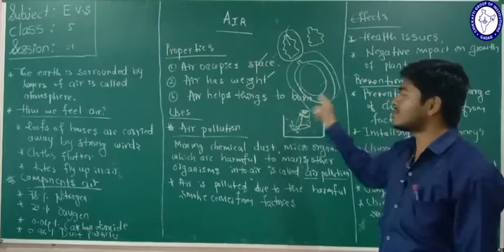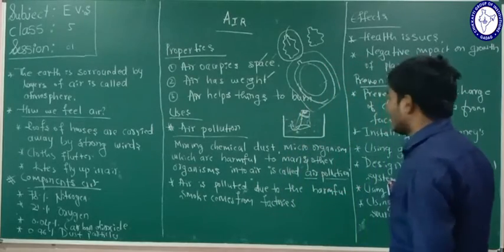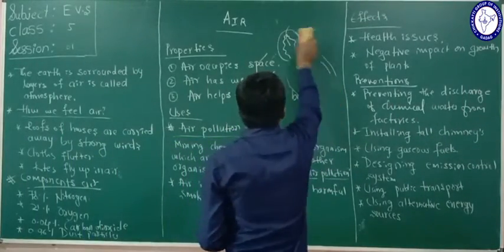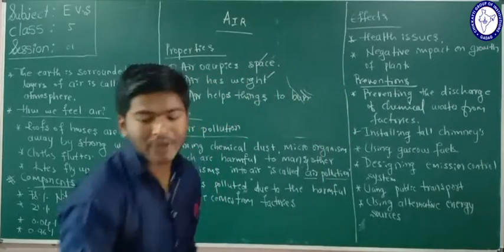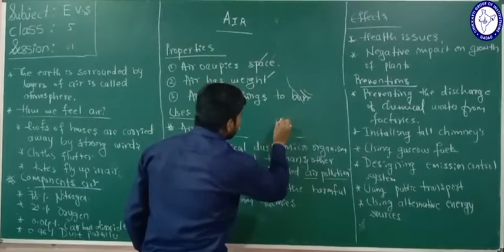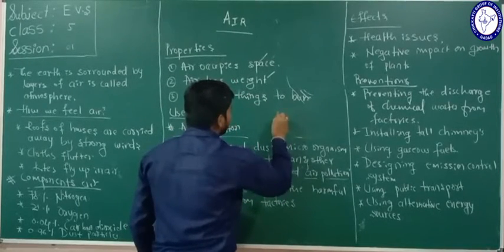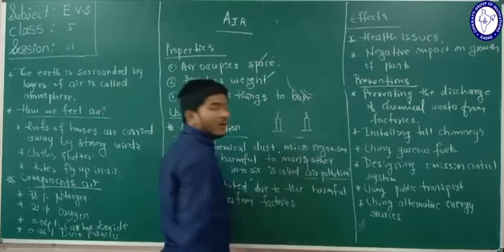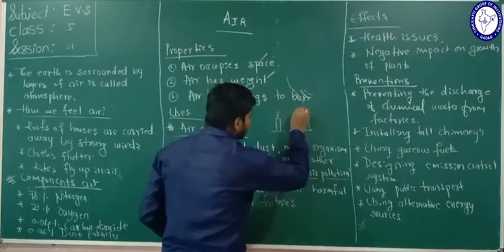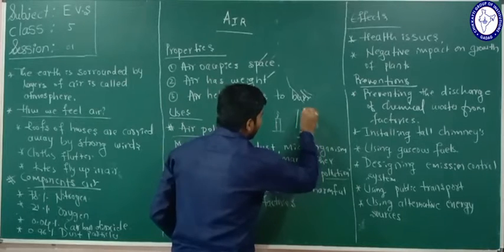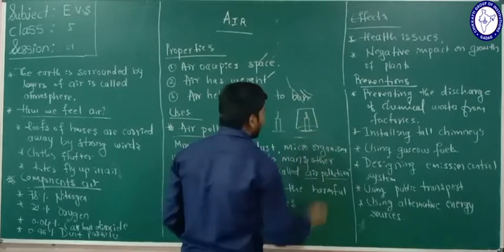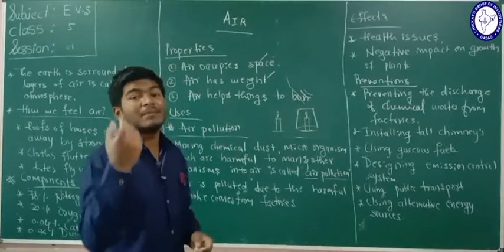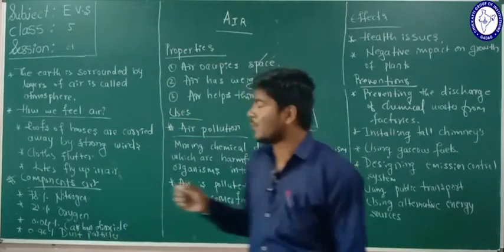And next, air helps things to burn. So now I am considering another activity here. Light two candles. Imagine that these are candles. Light two candles and put one glass invertedly on one candle. You have to remember this glass should be a transparent glass, isn't it? And you have to observe for a few minutes what happens.